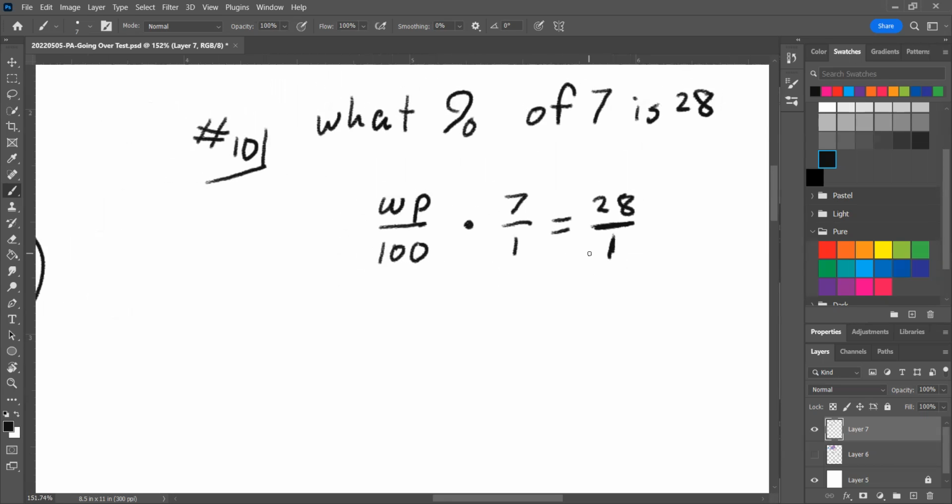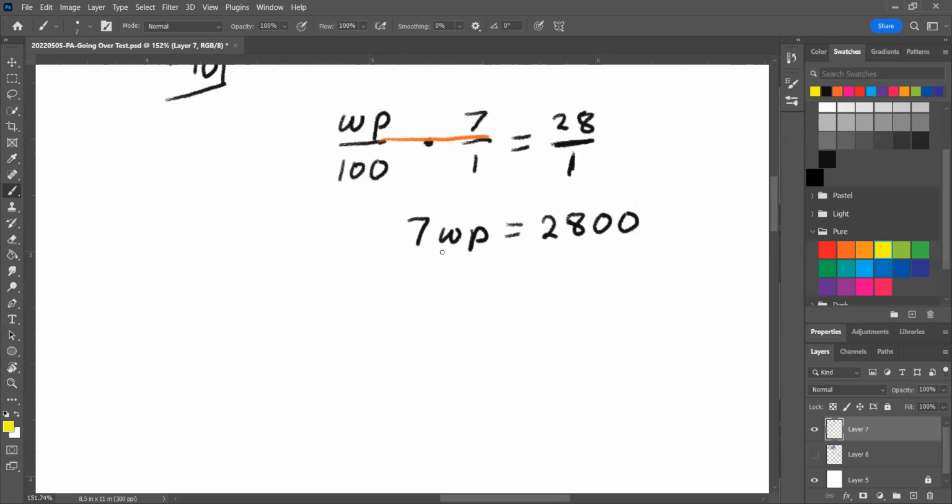Now, what should we do? 100 times... no. We should not do 100 times 7 times 28. 100 times 1 times 28. So 7 WP equals 2,800. WP equals 400%.